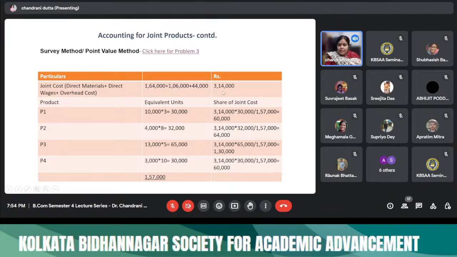1,57,000. So 3,14,000 divided by 1,57,000 into 30,000 for P1. 3,14,000 divided by 1,57,000 into 32,000 for P2. Same way it goes for P3 and P4. As you can see, 3,14,000 divided by 1,57,000 into 65,000. And lastly, 3,14,000 divided by 1,57,000 into 30,000 for P4, which gives you 60,000, 64,000, 1,30,000 and 60,000 again as the respective shares of the joint cost.